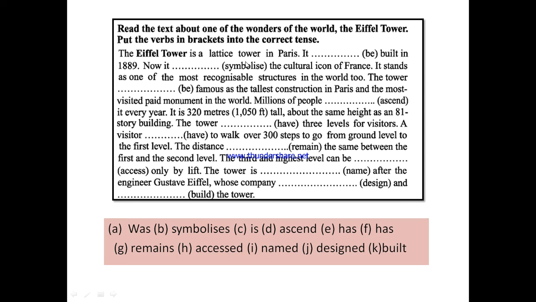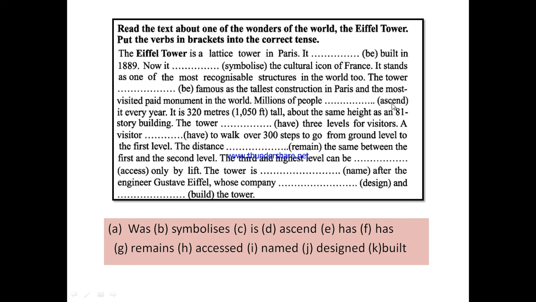The Eiffel Tower is a lattice tower in Paris. It, here you should put the verb be, built in 1889. Now it symbolizes the cultural icon of France. It stands as one of the most recognizable structures in the world too. The tower, another verb, famous as the tallest construction in Paris and the most visited paid monument in the world.